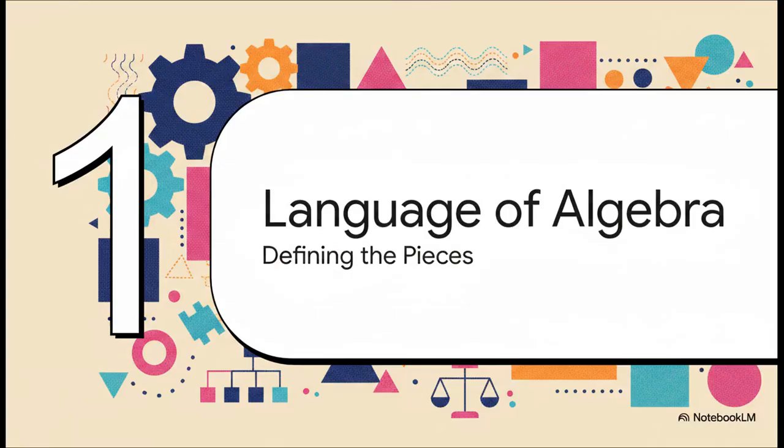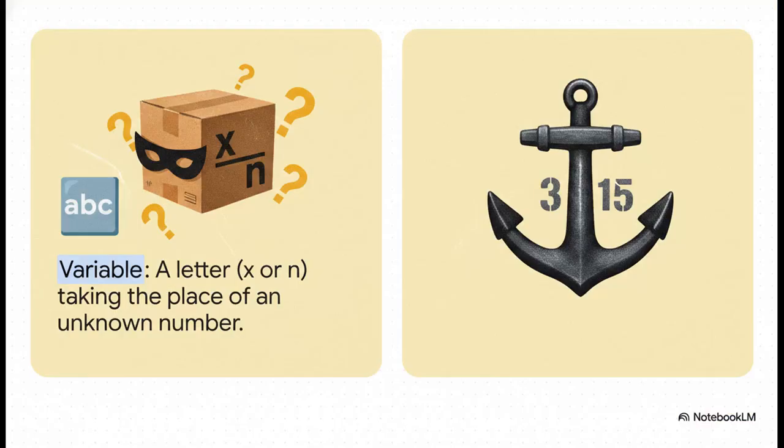All right, Section 1, the language of algebra, defining the pieces of the puzzle. So let's dive right into this foundational vocabulary, because in algebra, we're constantly juggling 2 main types of pieces. First, we have our variables. A variable is literally just a letter, usually x or n, that takes the place of an unknown number. It's essentially our empty box from earlier, just wearing a letter costume.